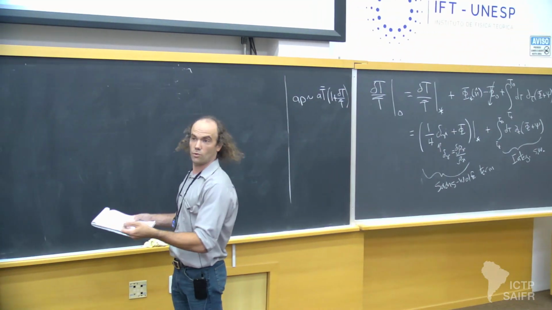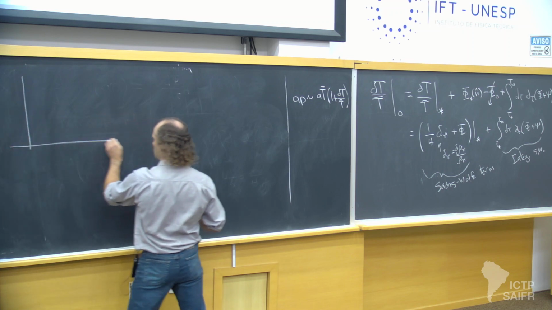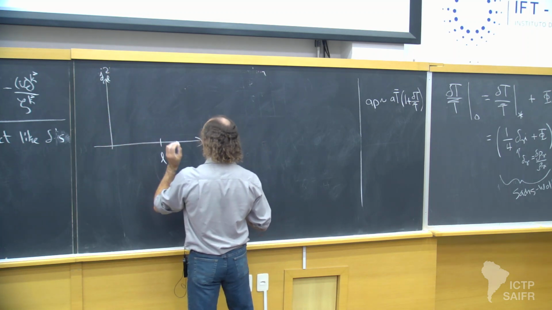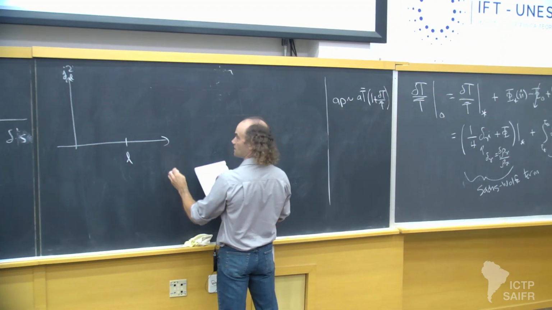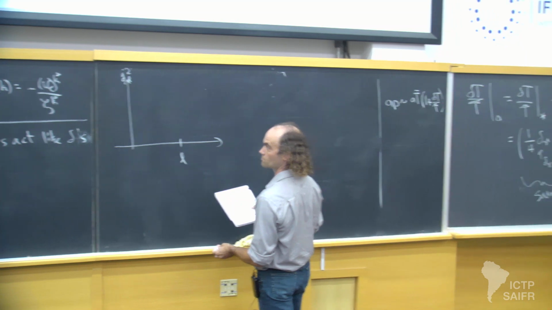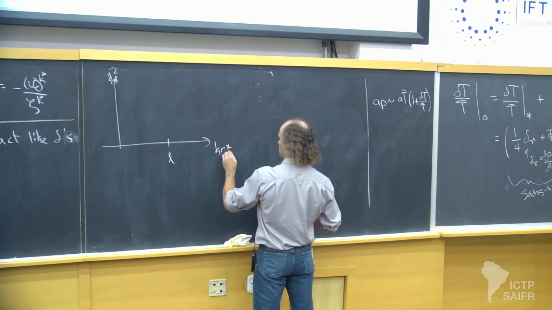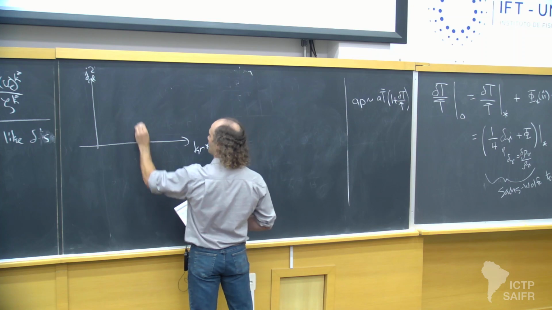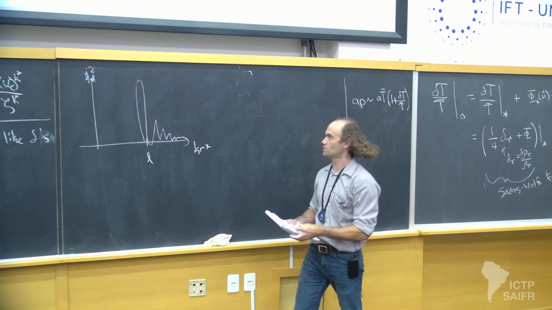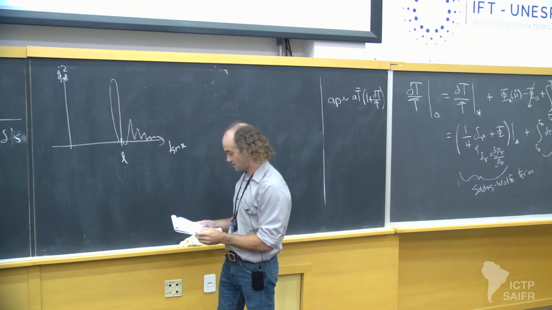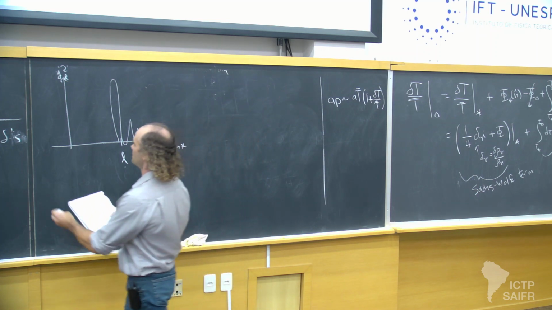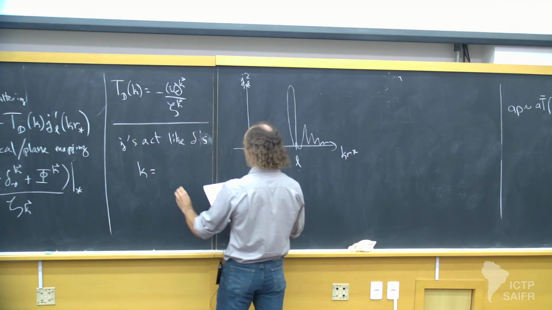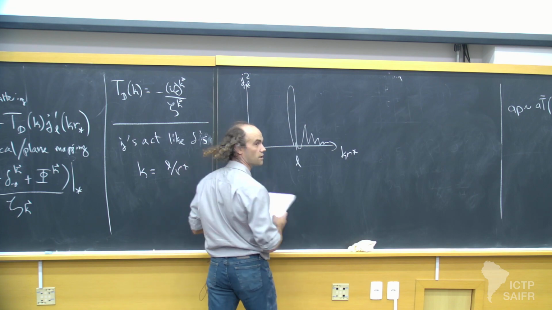And so if you look at what the J squareds look like, and I look at a particular value, their arguments are the KR star. And we look at KR star about equal to L, then these JLs look like this with some oscillations after this. So they're almost like delta functions peaked at L. And so what this means is that these approximate delta functions basically set K equal to L over R star.